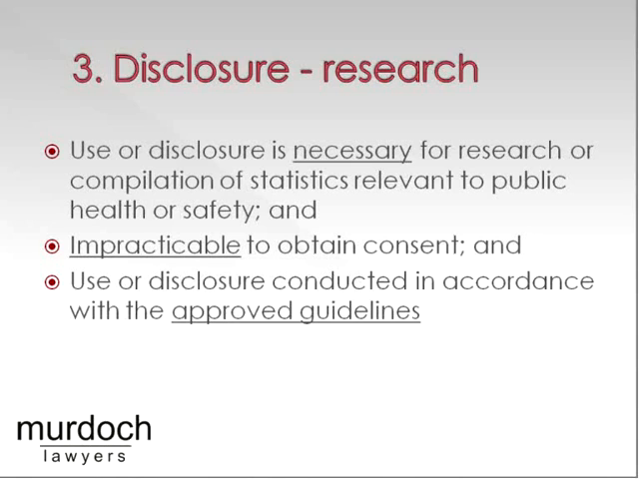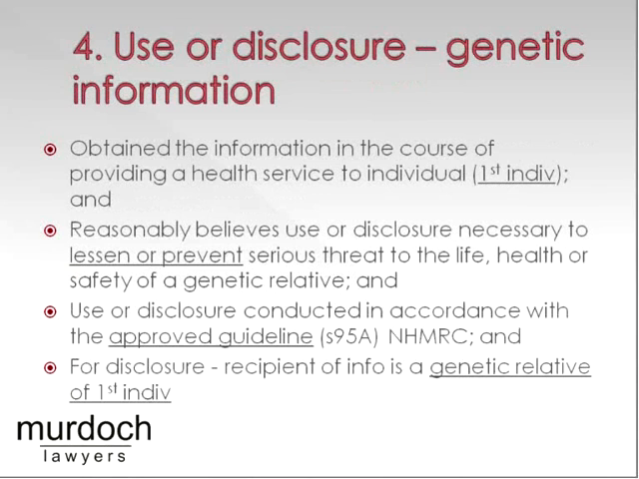The third specific health exclusion relates to when personal information can be disclosed for research purposes, and in that, to satisfy that exclusion, the use or disclosure must be necessary for research or compilation of statistics relevant to the public health or safety, and it's impracticable to obtain consent, and the use or disclosure is conducted in accordance with the approved guidelines.